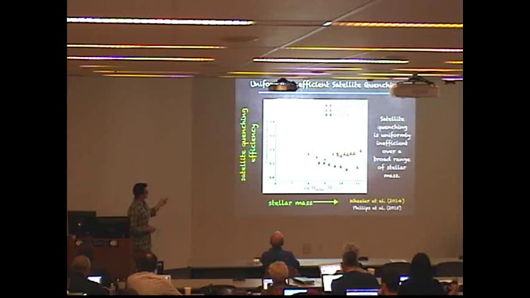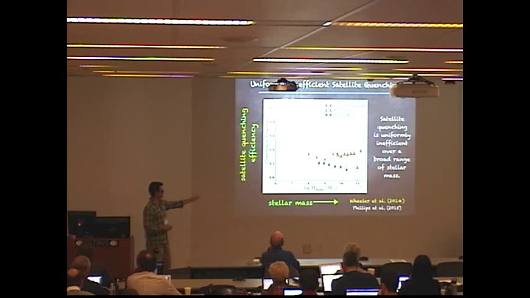Here we have a plot showing the satellite quenching efficiency as a function of stellar mass for 3 different groups who've done this observationally using SDSS. You can see that across a similar stellar mass range as we showed previously, the observations indicate that quenching is uniformly inefficient across this range.